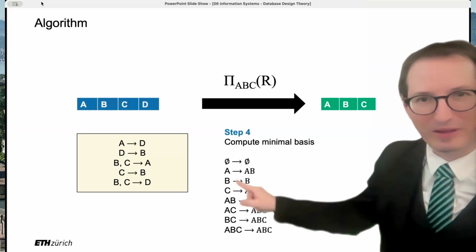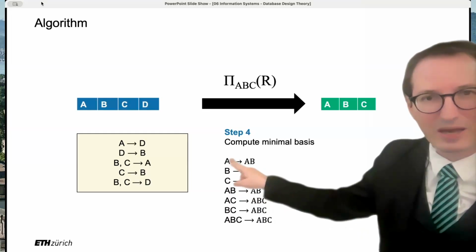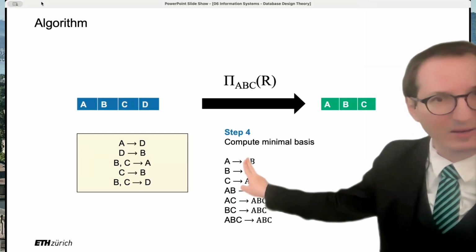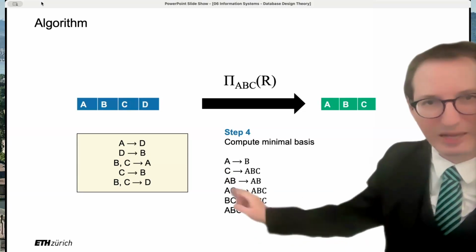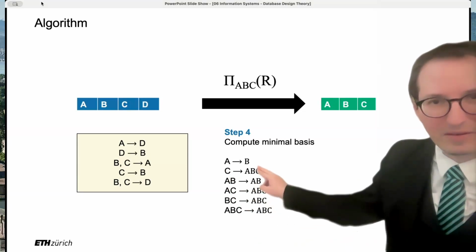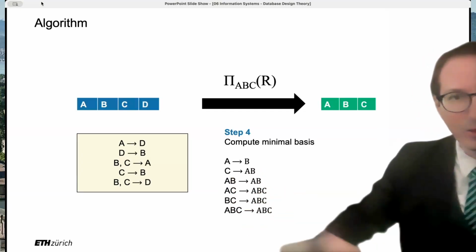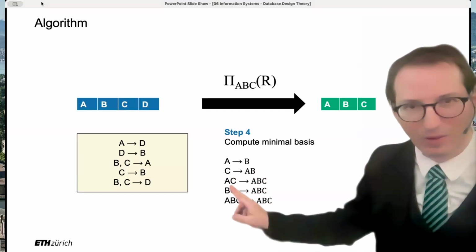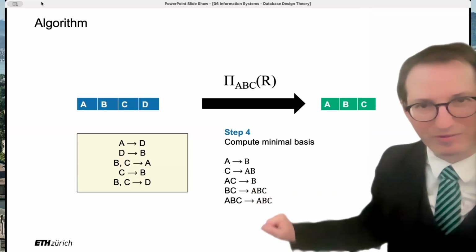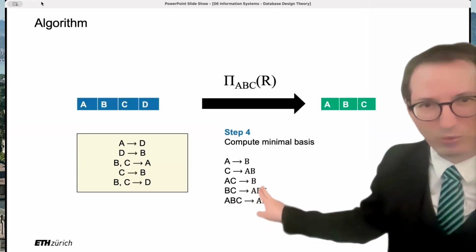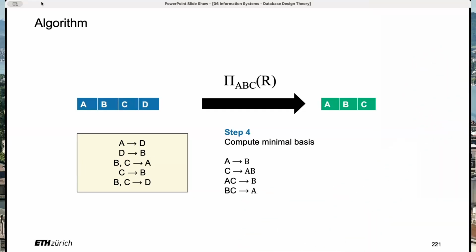So we compute the minimal basis. So empty set also, we can get rid of this. A gives A, we don't care. We can remove A here, right? Because it's redundant anyway. B gives you B, we get rid of it. C gives ABC, we already have C on the left, so we can remove it here. AB also goes away, right? That's trivial. AC gives ABC, then we just keep B because A and C we already had on the left anyway. BC gives ABC, I can remove B and C because we already have them anyway. And ABC gives ABC, we get rid of it, right?